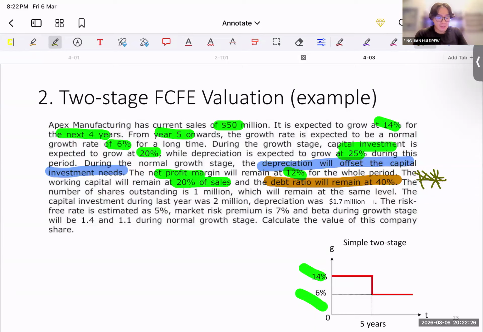Okay. The number of shares outstanding is 1 million, which will remain at the same level. The capital investment during the last year, so last year, is 2 million, depreciation is 1.7, kind of the same as what we covered earlier. Risk-free rate is 5%, market risk premium is 7%, beta in the growth stage and normal stage is 1.4 and 1.1, exactly the same as the previous question, right? And then the question wants you to calculate the value of this company's share.